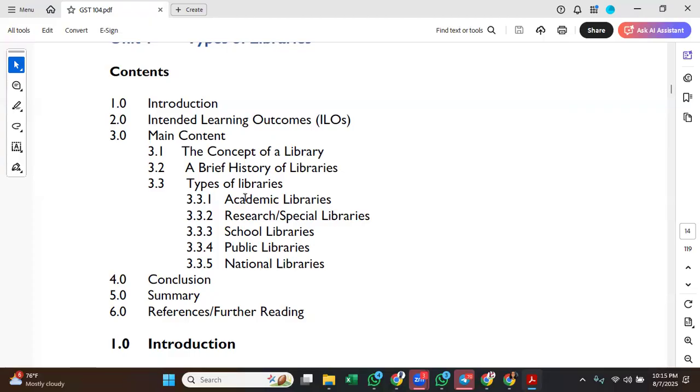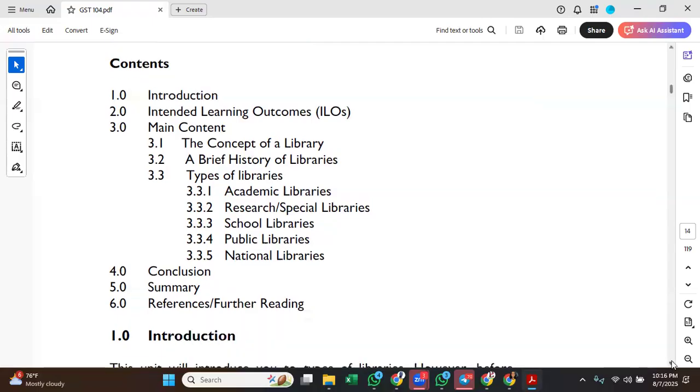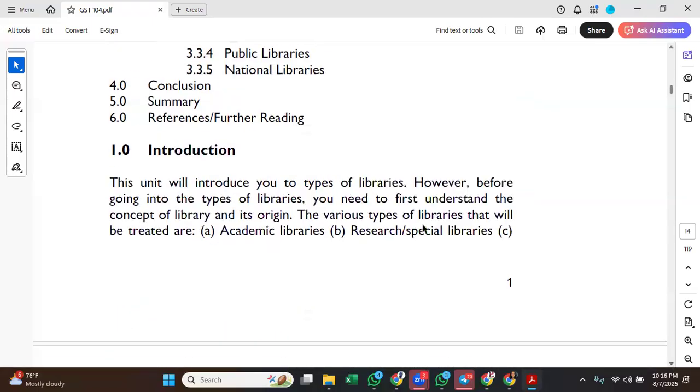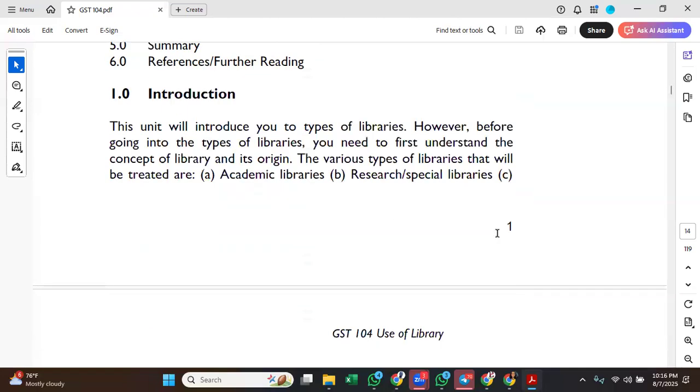Then before we go into types of libraries, it's very important for you to know what a library is, and have some basic knowledge of the past history of library. So, introduction. Let me see if we are following.